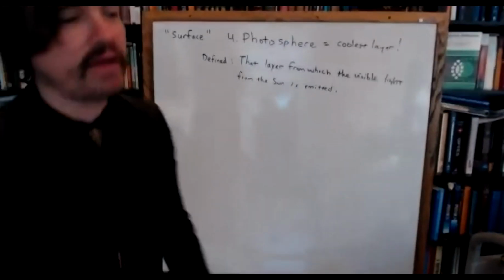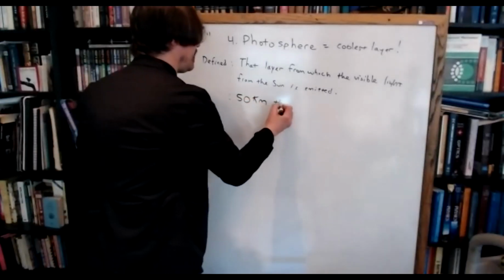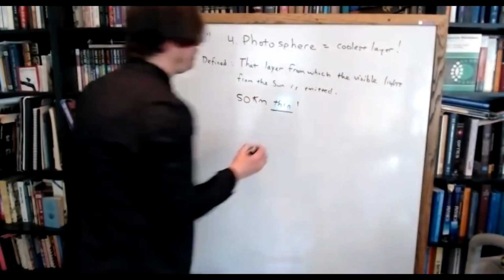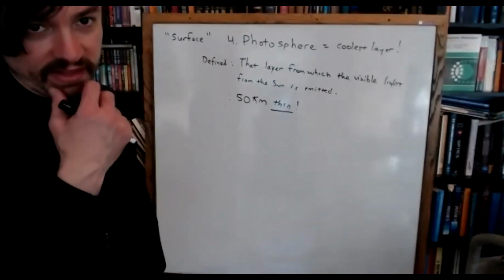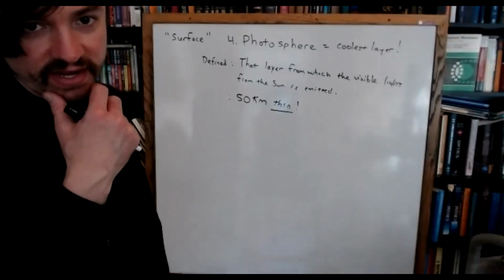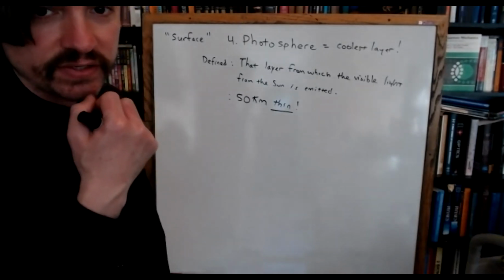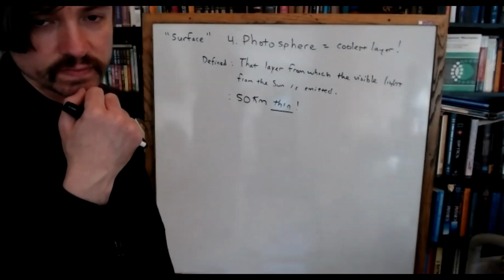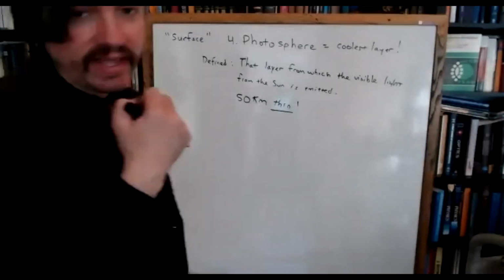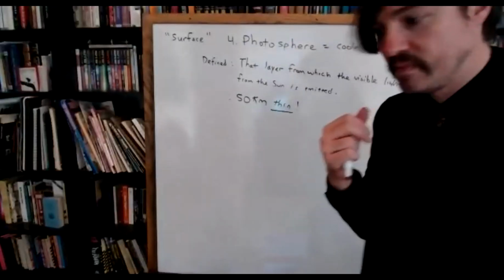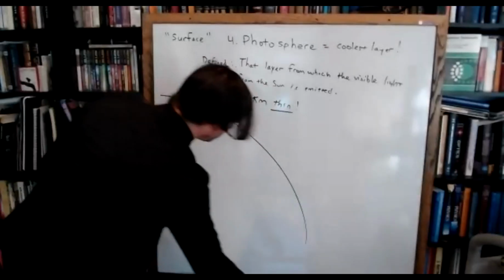Interesting points to note about it is that this layer is only 50 kilometers thin. I didn't say thick, I said 50 kilometers thin, because 50 kilometers is an extremely thin layer in comparison to the radius of the sun. Do you guys remember what the radius of the sun was from our earlier lectures? No? Well, look it up in your notes. That's why I gave them to you. 700,000 kilometers. Very good.